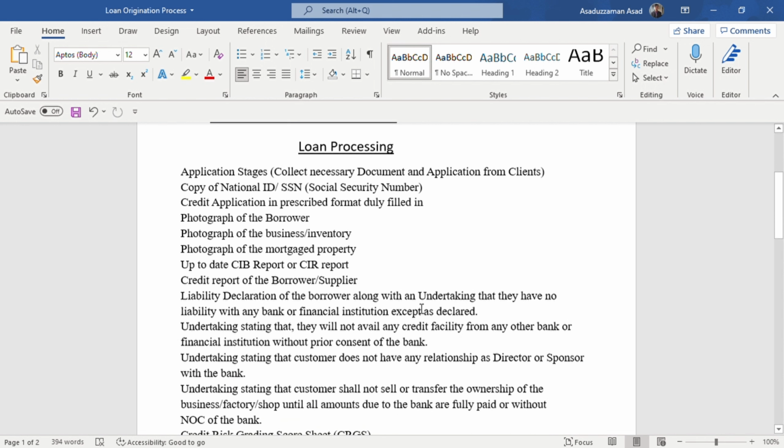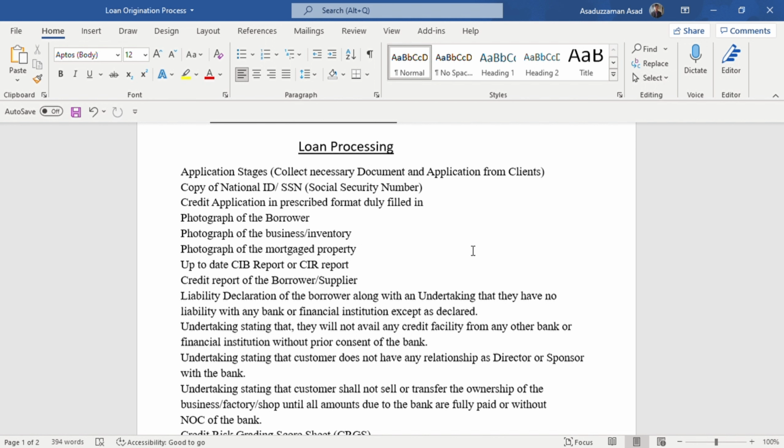Liability declaration of the borrower, along with an undertaking that they have no liabilities in any bank or financial institutions except as declared. Undertaking stating that they will not avail any credit facilities from any other bank or financial institution without prior consent of the bank.